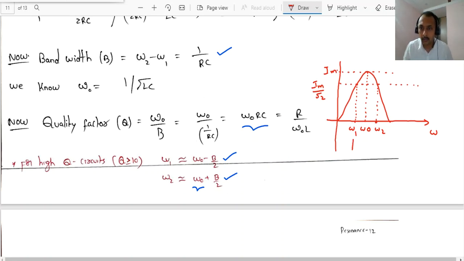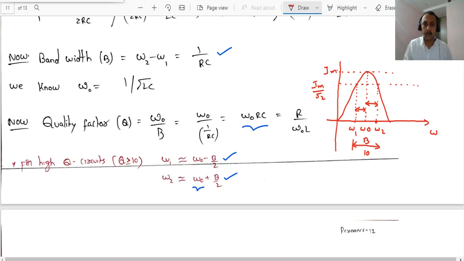Now omega 1 to omega 2 is our bandwidth, and the distance between omega 1 and omega naught is almost the same as the distance between omega naught and omega 2. Then only it is exact. For example, let me assume bandwidth is 10. To get omega 1, what can we do? Omega naught minus 10 by 2. If I want omega 2, omega naught plus 10 by 2. That is the meaning.